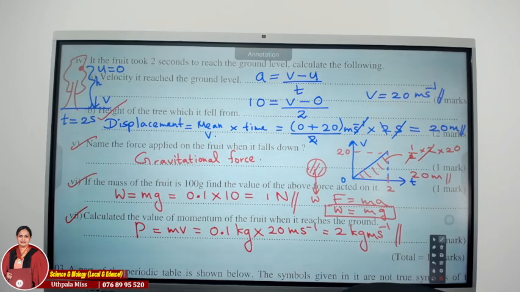Do the fourth one also at the same time. Please turn on your videos and do the work.